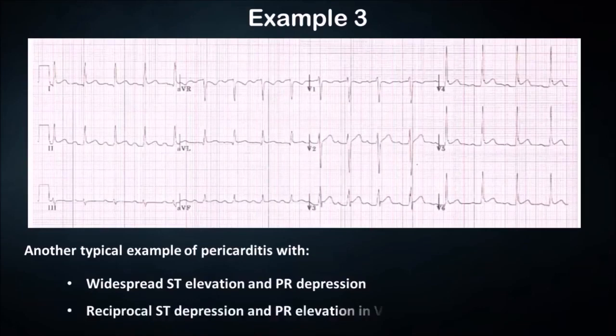Here you can see the ST elevation is more pronounced in V4, V5, V6 and V3, and lead 2 you can see significant changes, and you see a significant ST depression in AVR with a PR elevation. This is classical, again suggestive of pericarditis; PR elevation you can also see in V1. So, this is a typical picture of stage 1 of acute pericarditis.